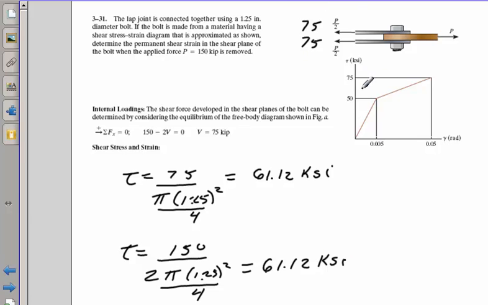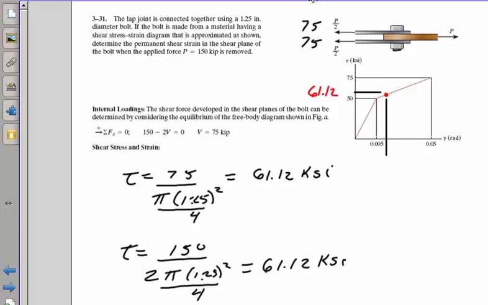Alright, so now what you have to do is go find out where 61.12 KSI is on the shear versus strain curve. And if you do that, you'll find out you're somewhere above the 50, so you're somewhere out in this area right here. Alright, so what we want to do here is find out what the strain is. We know the shear stress, and we'll label that as 61.12. So all I have to do is come down here on my strain and find out what that value is.